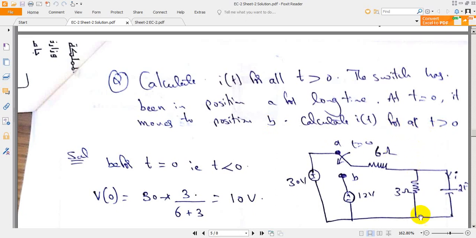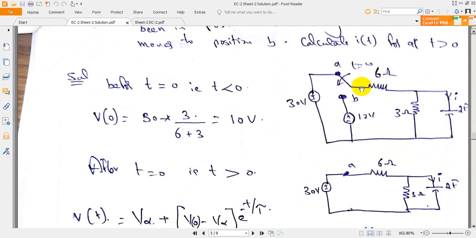Simply draw the circuit before the switching operation and after the switching operation. Before switching, this will be your circuit. I am connecting it to A, and the B part is ideal. It is open, hence we can neglect it. Under this condition, the voltage across this capacitor will be equal to the voltage across 3 ohms. Voltage across 3 ohms is given by total voltage into the same resistance we are going to evaluate, divided by 6 plus 3. You will get it as 10 volts.